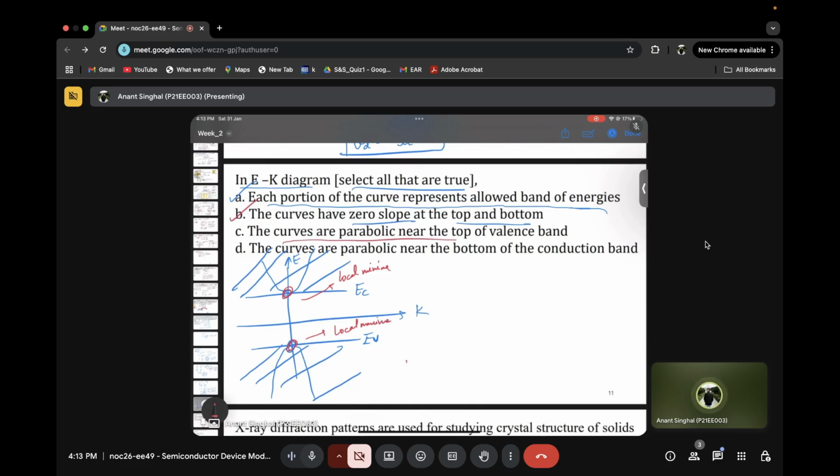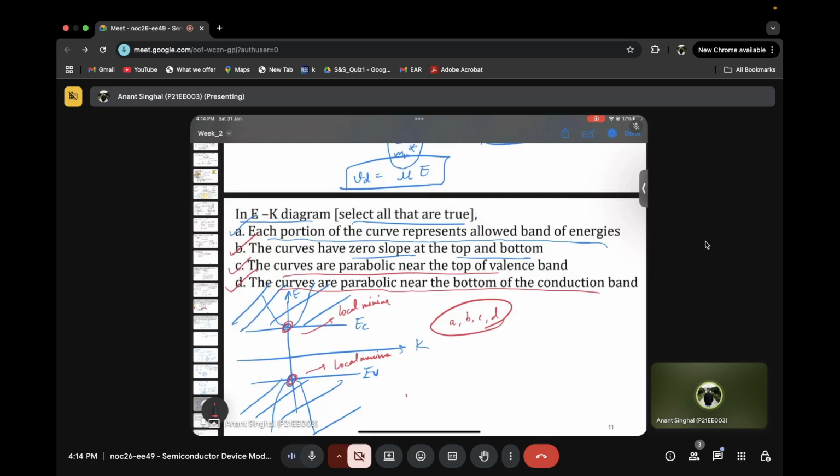Then the curves are parabolic in nature. That is also correct. Near the valence and the conduction band, both are parabolic. The curves are parabolic near the bottom of the conduction band. Yeah. So all of these, the answer would be ABCD. This is just a question to give you more clarity regarding the EK diagram.